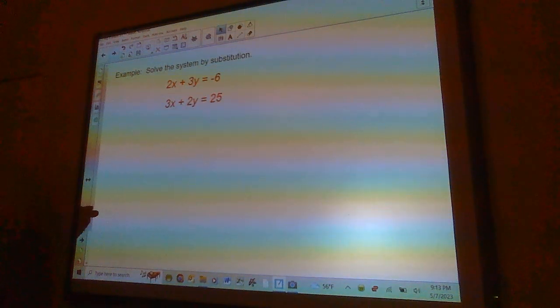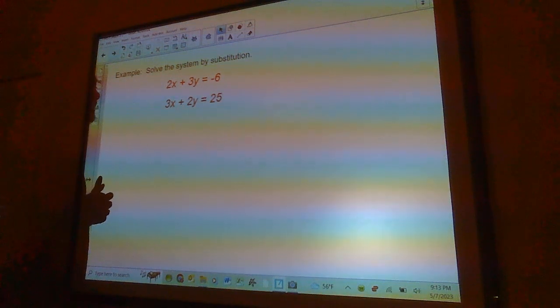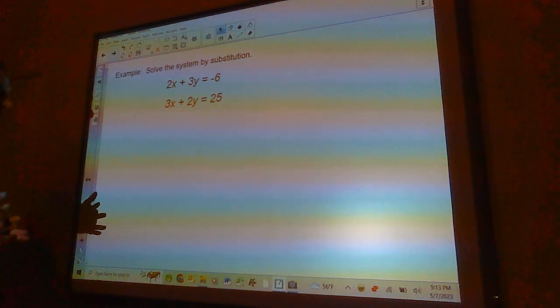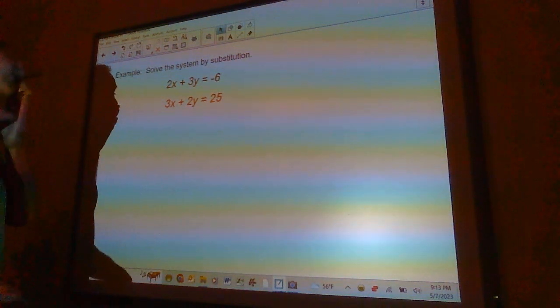Now, here's one for you to do. This one's going to be a little bit tougher, but give it a stab and then jump back on, especially if you get confused, and see how it's done.